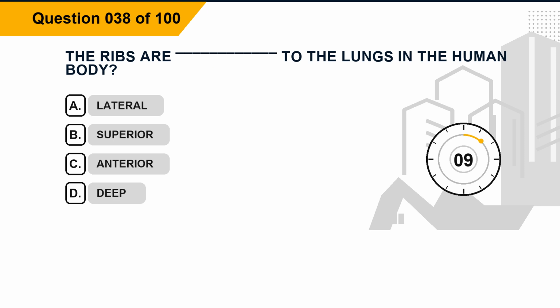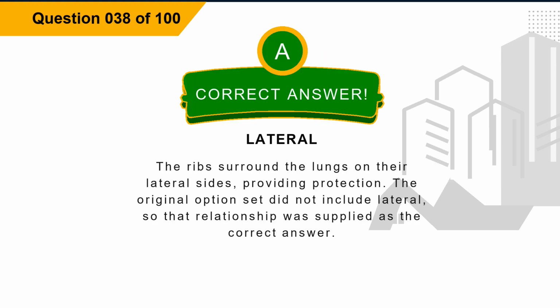Question 38. The ribs are blank to the lungs in the human body. Option A, lateral. Option B, superior. Option C, anterior. Option D, deep. The correct answer is option A, lateral. Explanation. The ribs surround the lungs on their lateral sides, providing protection. The original option set did not include lateral, so that relationship was supplied as the correct answer.